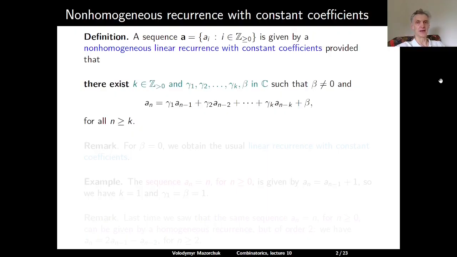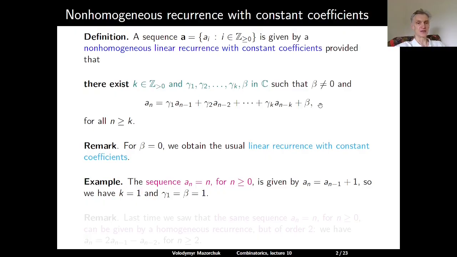2, and so on, gamma k, and beta, where beta is different from 0, such that for all n greater than or equal to k, a_n is equal to gamma 1 a_{n-1} plus gamma 2 a_{n-2} plus and so on, plus gamma k a_{n-k}, plus beta. So the difference with what we looked at during the previous lecture is this beta, which appears here as an additional summand. So for beta equal to 0, we obtain the usual linear recurrence with constant coefficients, the homogeneous one.